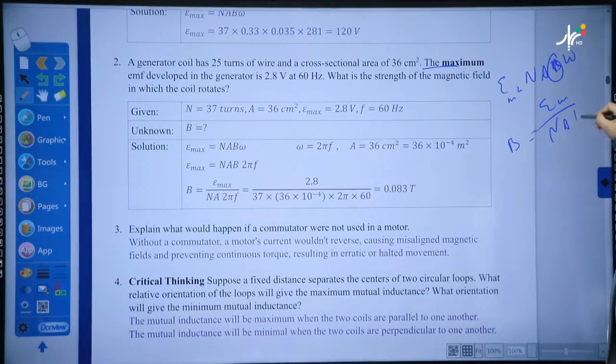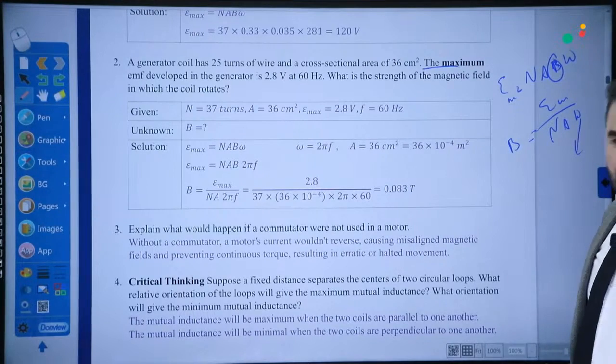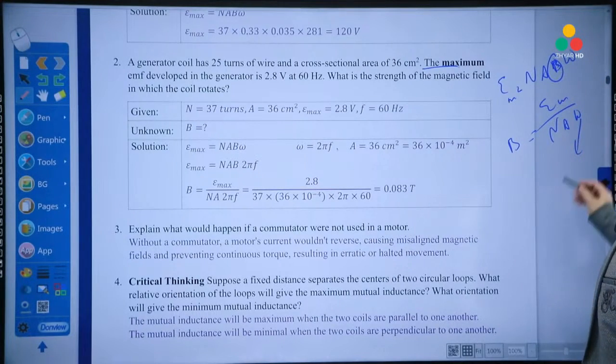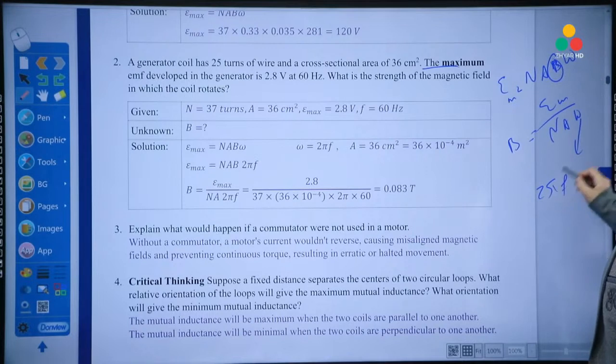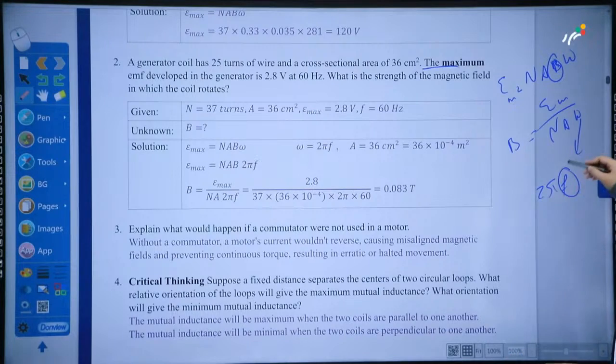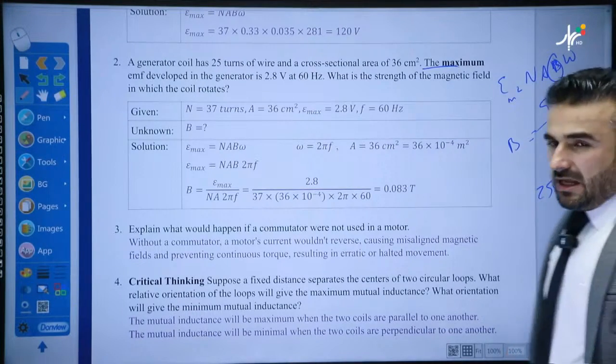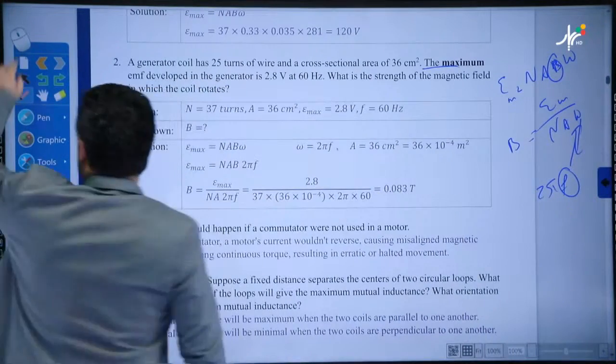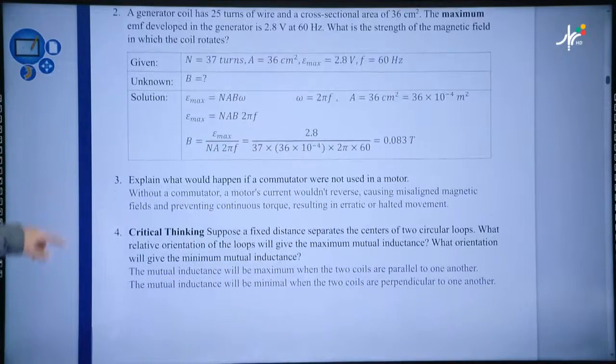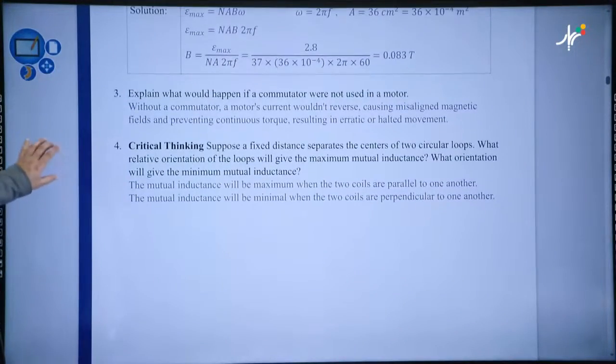over NA omega. And by the way, if omega is not given directly, omega equals 2 pi f, and of course you're given the frequency. In this case the frequency is 60, so 2 times 60, that is 120 pi. You can just write it here, and then you can find the strength of the magnetic field, or just the magnetic field strength.